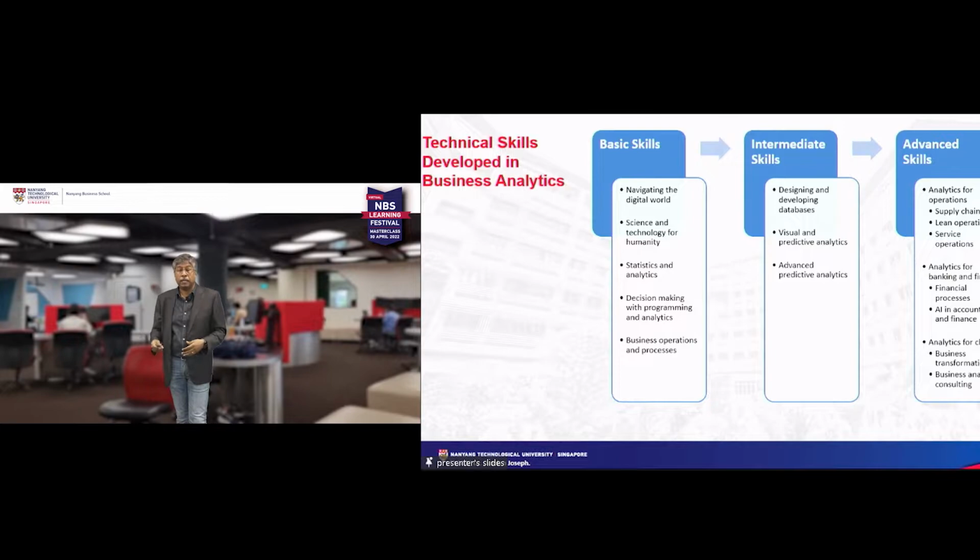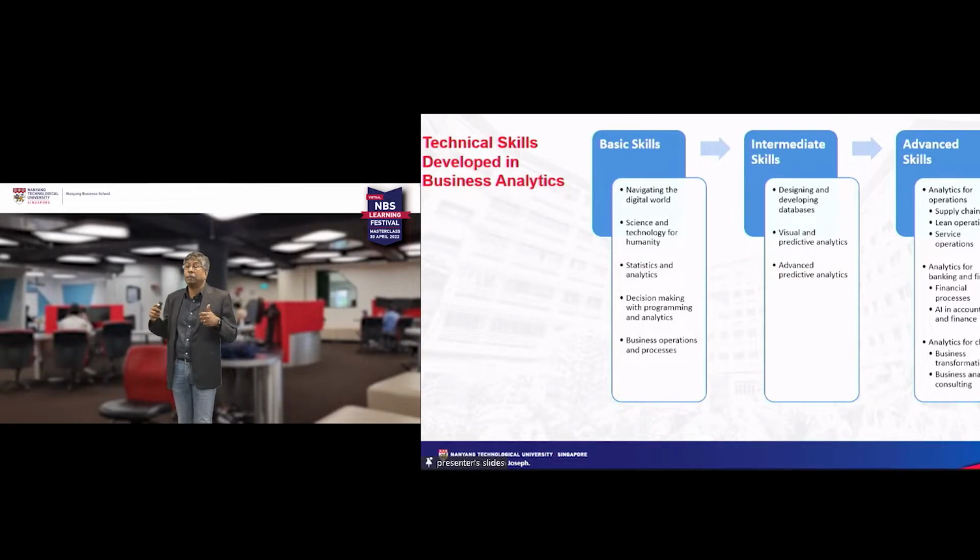And then finally, you get to choose to specialize in one of three areas where our faculty have some expertise. One is on operations. How do we use analytics to improve business operations in supply chain, in service operations, that sort of thing. We use analytics in banking and finance. Most of our students end up in banks, end up in decision-making places in the banks, so we need to develop their analytics skills there. And third, as change agents.